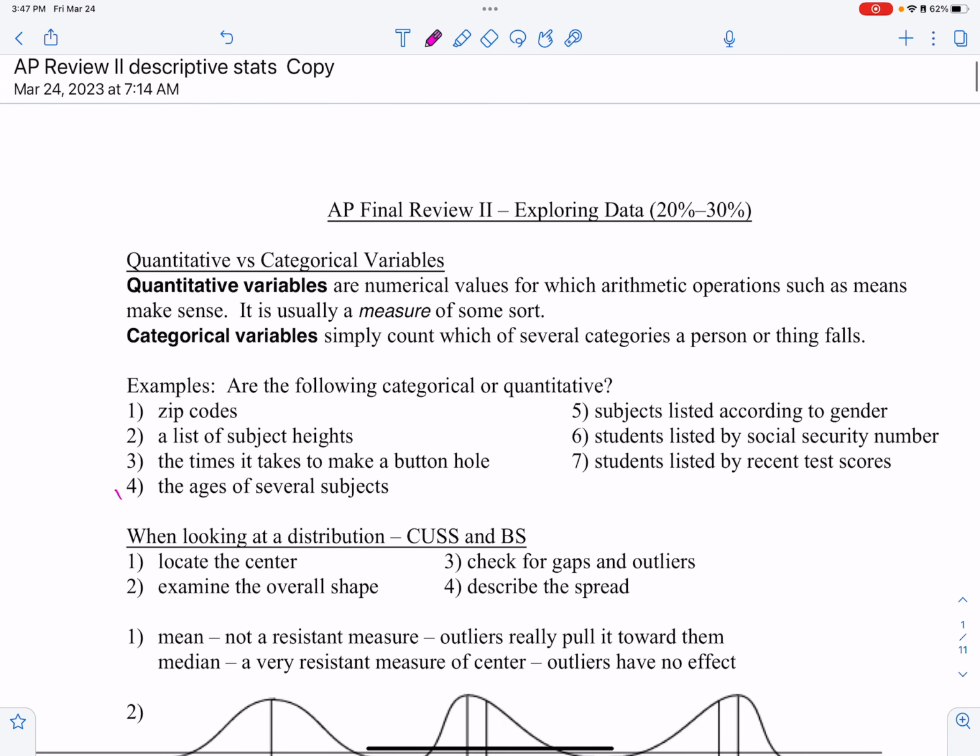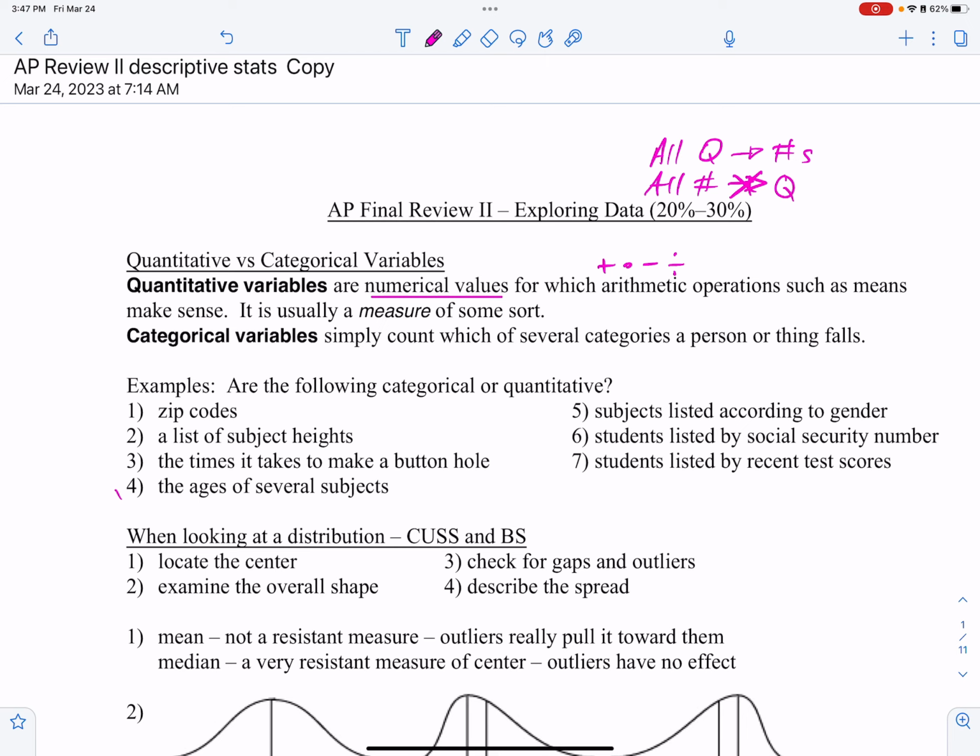All right, if you remember, quantitative variables are any numbers where any arithmetic operation makes sense. So the way I do it is I say, if it makes sense to find the average of the numbers, then it's quantitative. All quantitative variables are numbers, but all numbers or groups of numbers are not necessarily quantitative. And I'll show you those examples here in just a second.